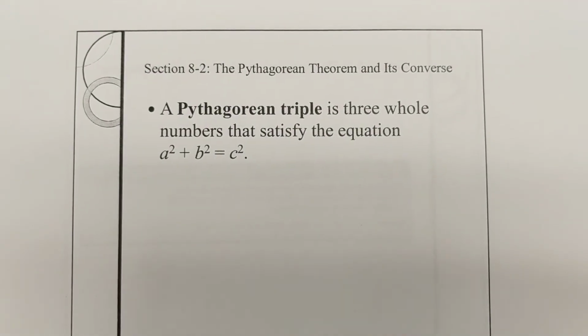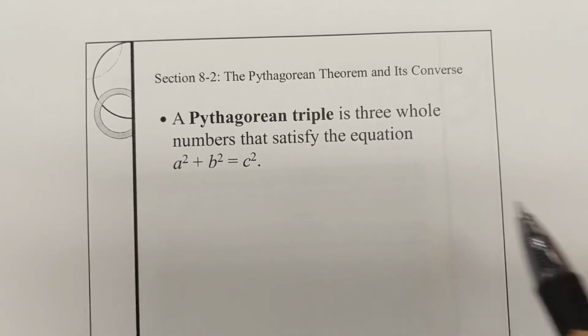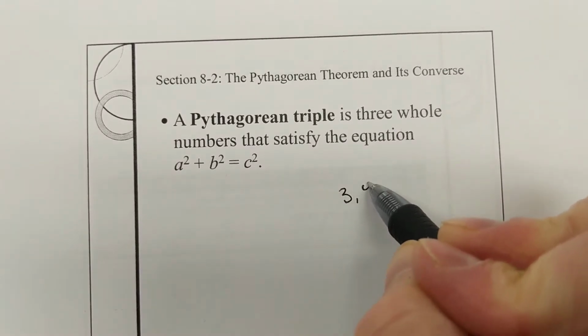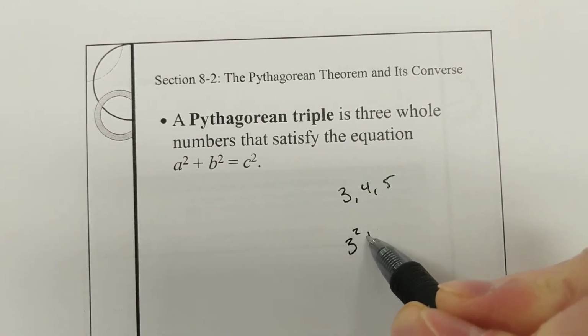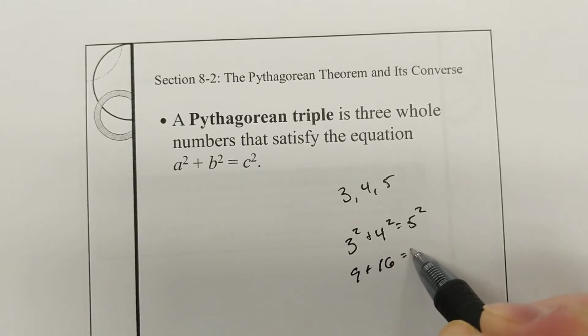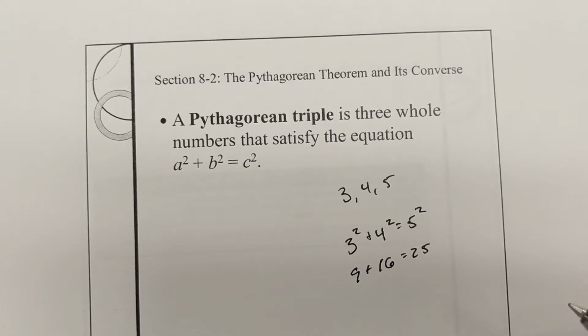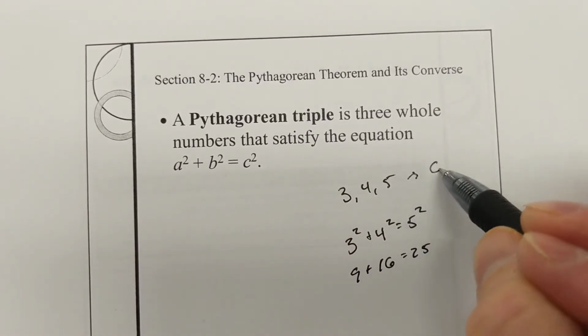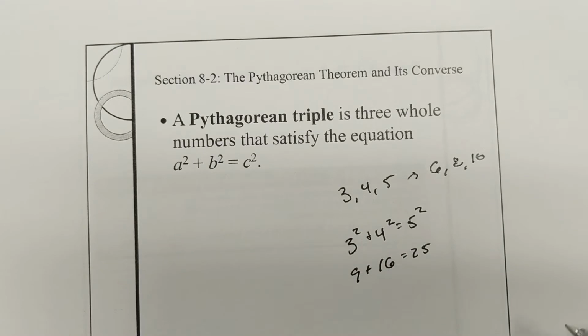So a Pythagorean triple is 3 whole numbers, so no decimals, no fractions, that satisfy this equation. The most basic one is 3, 4, 5, because 3 squared plus 4 squared equals 5 squared. 9 plus 16 is equal to 25. There are also multiples of this that work. So 6, 8, 10 is also one if you double every value. If you triple it, 9, 12, 15 is also one. But a triple is 3 whole numbers that satisfy it.